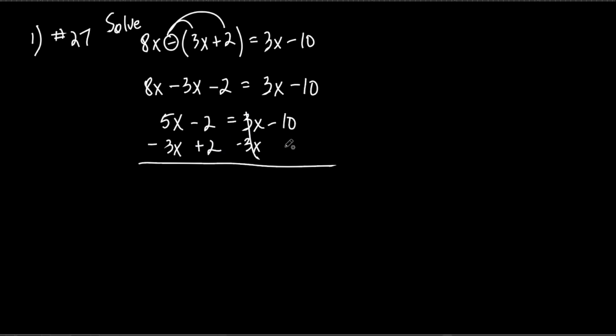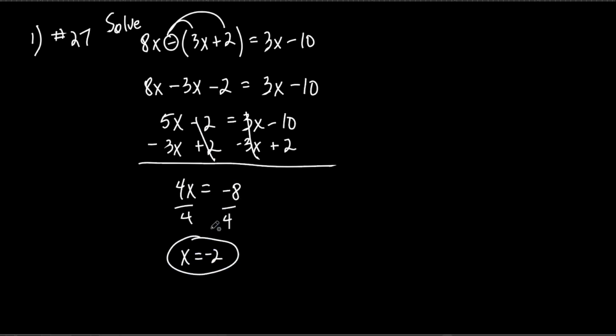Let's take that 2 and put it on the right side. So we move this down, you get 4x equals, that cancels out, equals, what's that, negative 8? Divide by 4, and x is negative 2. That should be your answer.